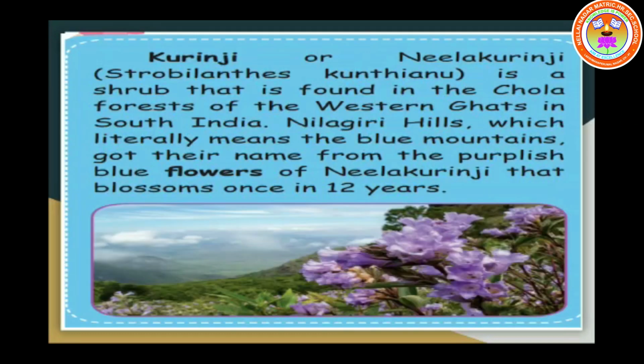Kurunji or Neela Kurunji is a shrub that is found in the Chola forest of the Western Ghats in South India. Nilagiri Hills, which literally means the blue mountains, got their name from the purplish blue flowers of Neela Kurunji that blossoms once in 12 years.